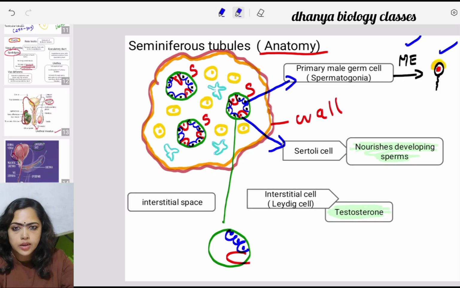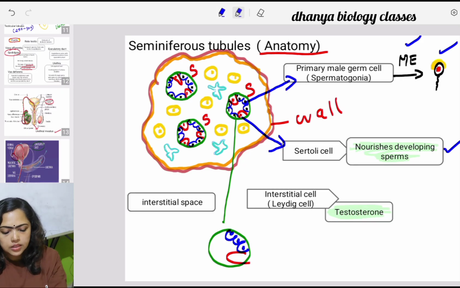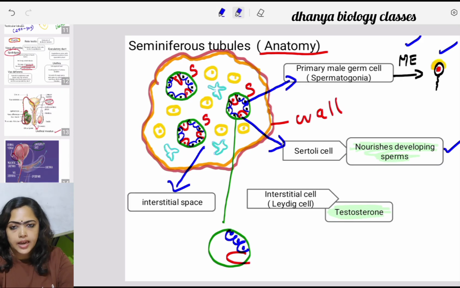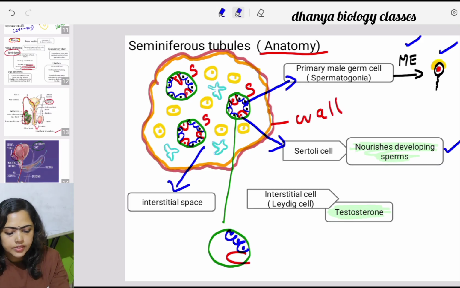Spermatogonia is a plural term, while spermatogonium is a singular term. Then what is the role of this larger cell, the Sertoli cell? It nourishes the developing sperms. Then the space between adjacent seminiferous tubules is called the interstitial space. And this space carries cells called interstitial cells. So these are the interstitial cells.